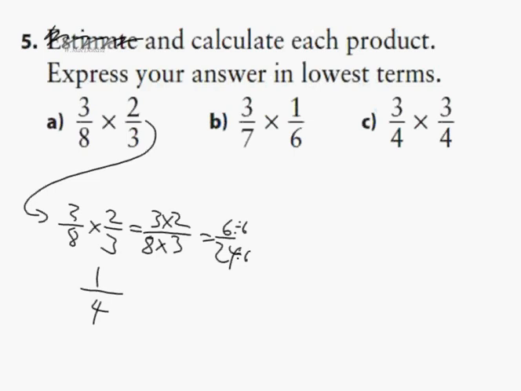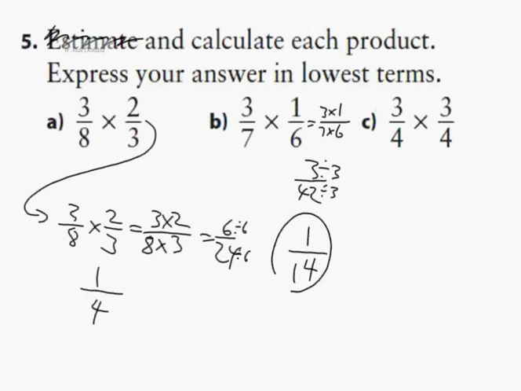In the second question, multiply the numerators, multiply the denominators. I get 3/42. I know 42 is divisible by 3 because 4 plus 2 is 6, and 6 is divisible by 3. We know our divisibility rules, so I'm going to divide both by 3, and I get 1/14. That's my answer.